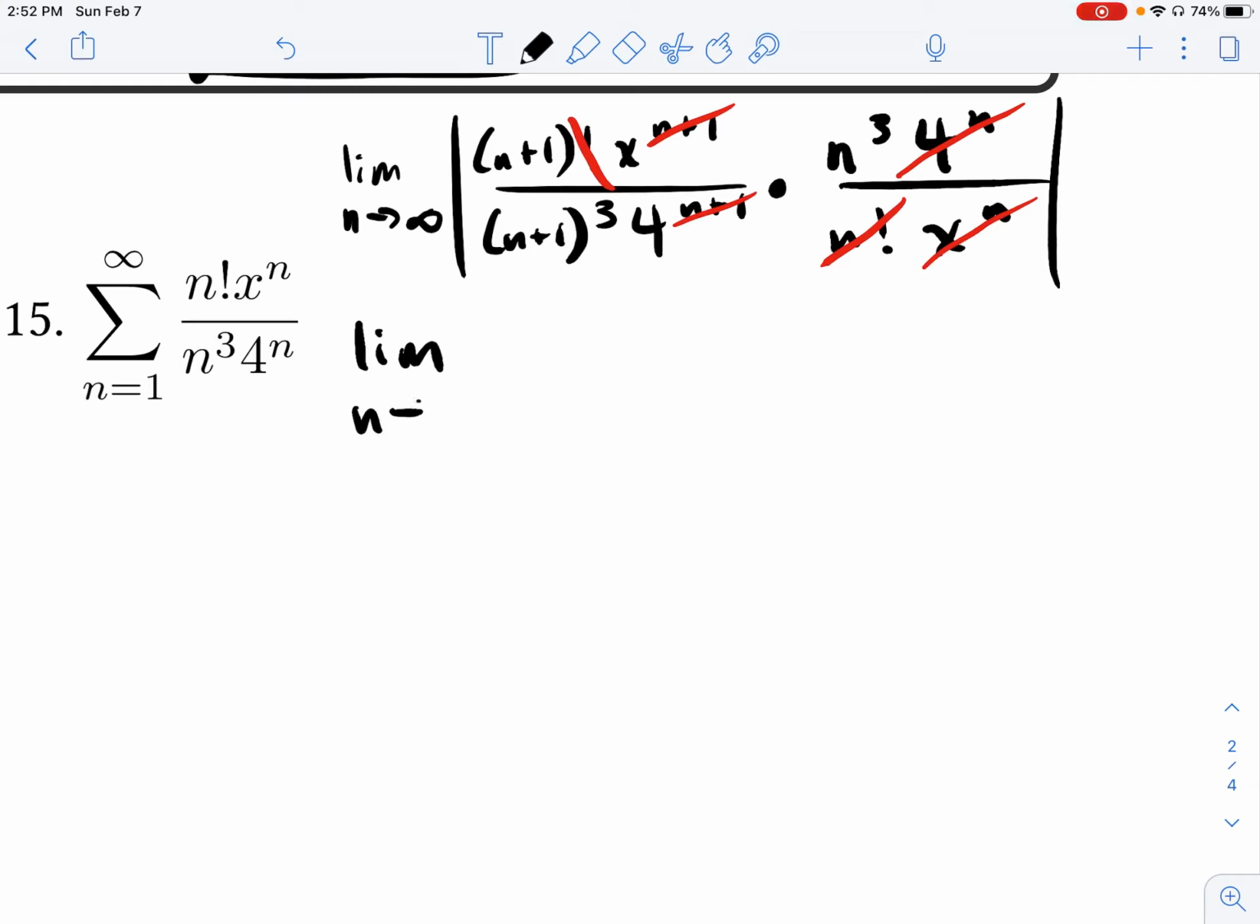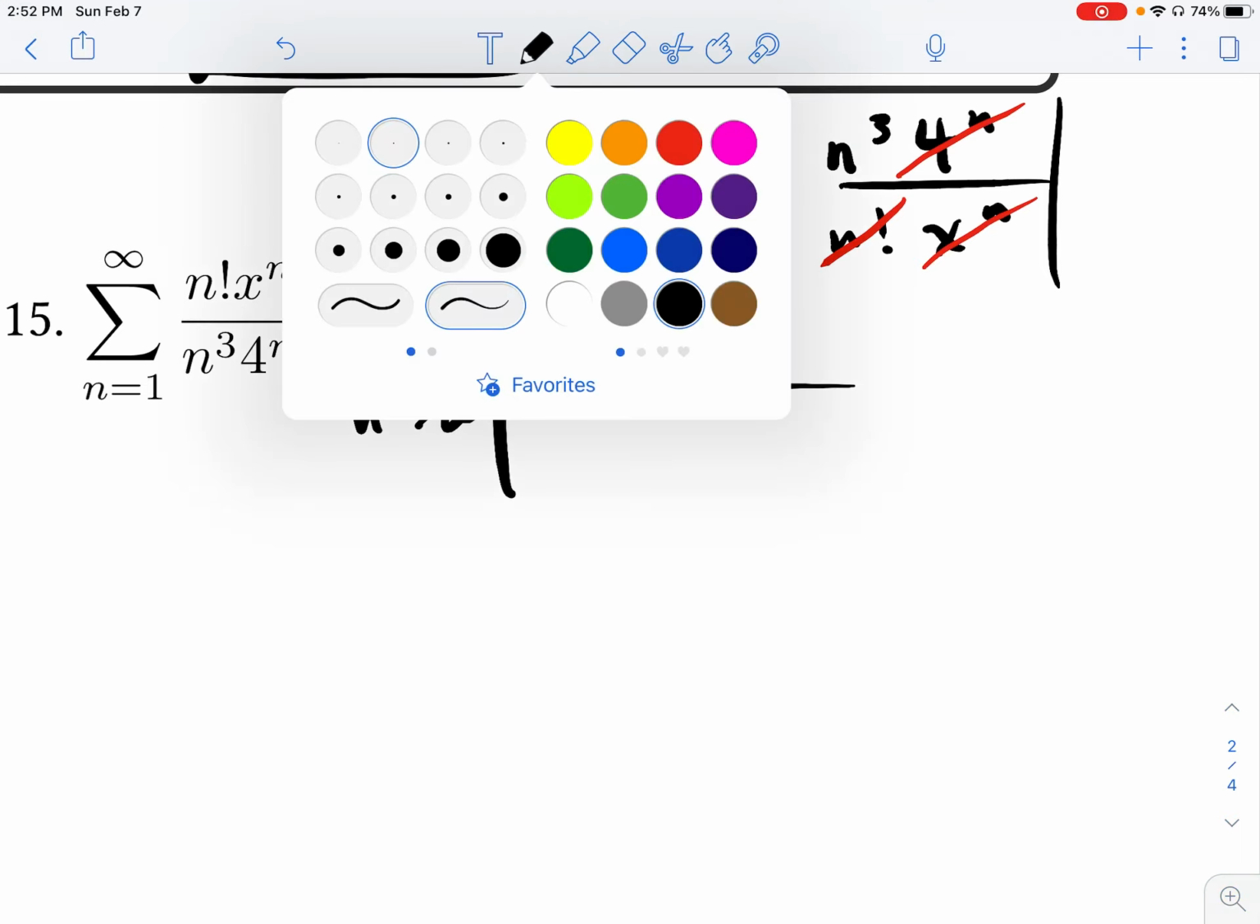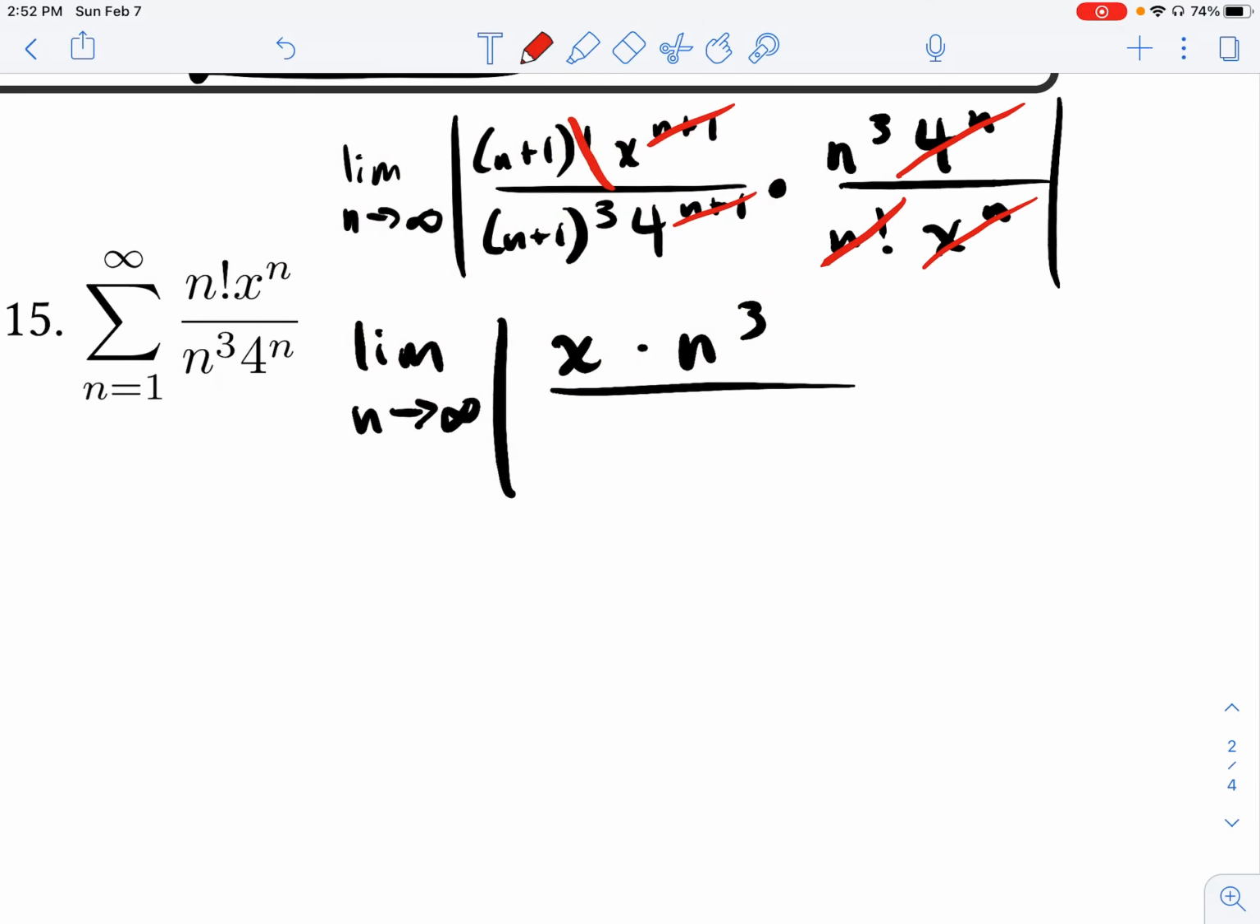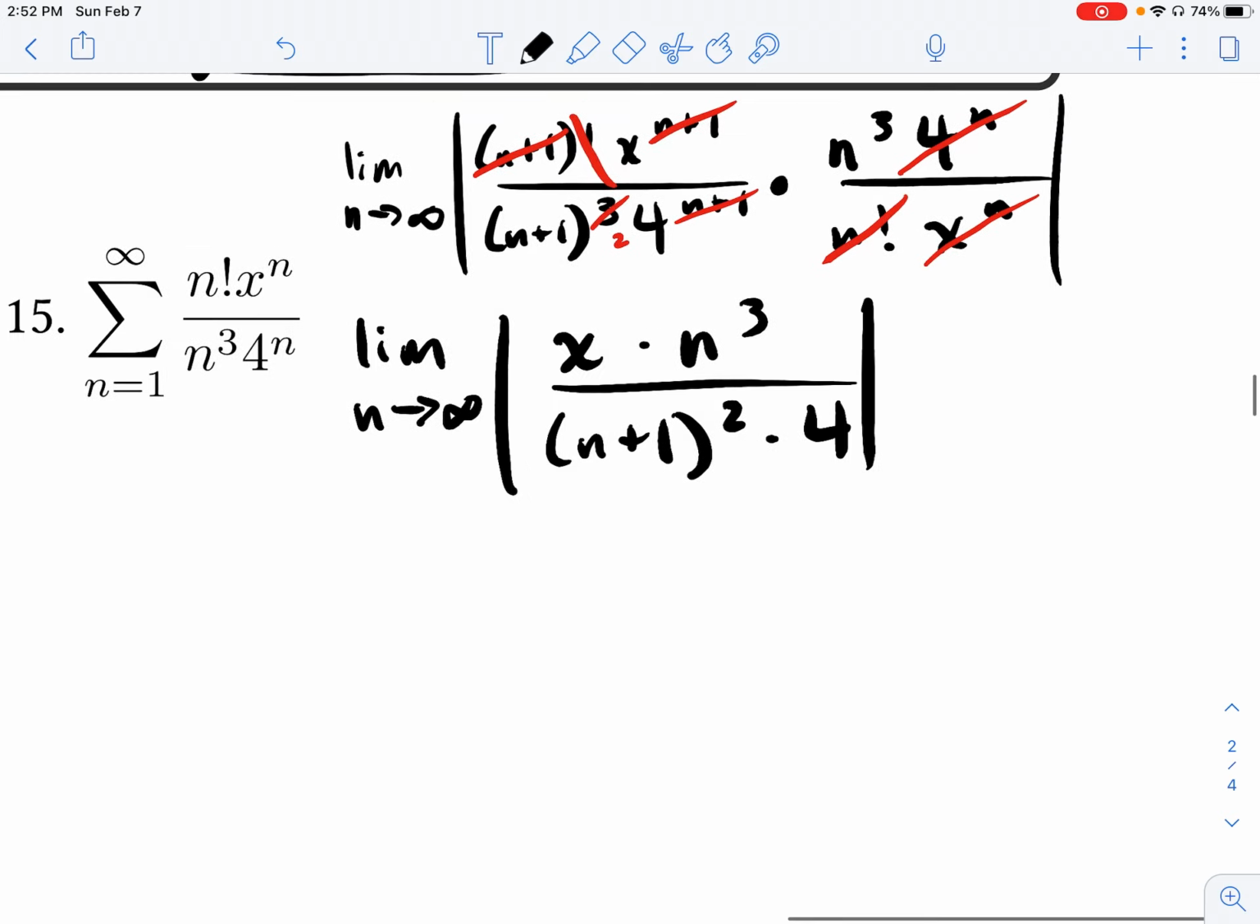So I've got the limit as n approaches infinity of the absolute value of x times n cubed all over, it looks like I did miss something in the previous step. I notice I have an n plus 1 up here and an n plus 1 cubed down here in the denominator. So I could have divided this x to the n plus 1 with one of these n plus 1s in the denominator. So now I can write this as n plus 1 squared times 4, and I think I got everything else from the denominator. All right, so now we're ready to clean this up.